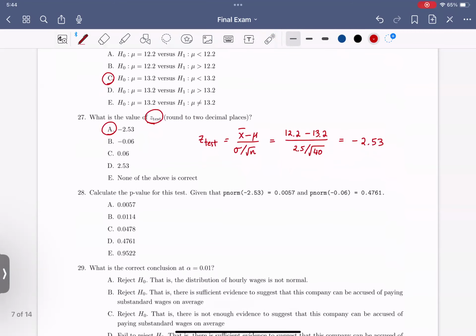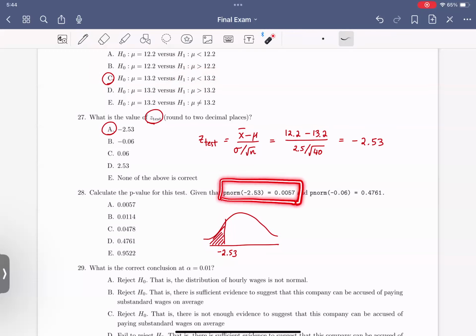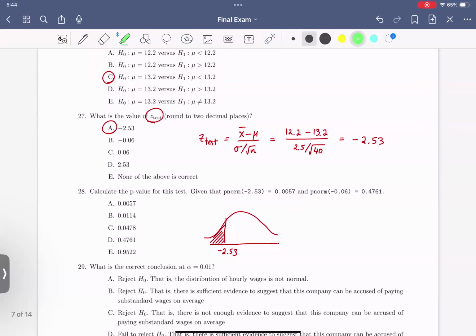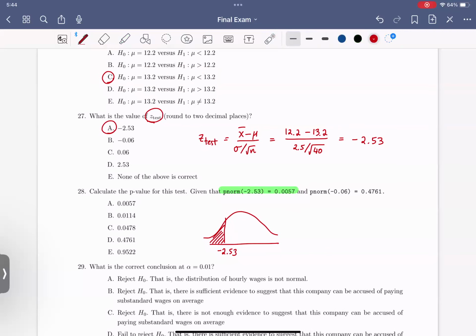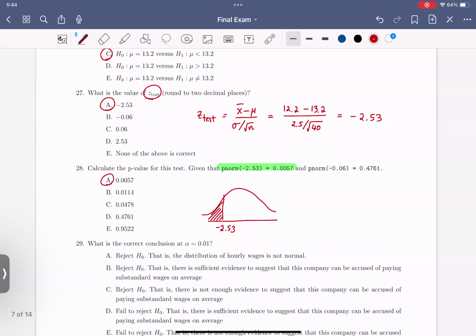Question 28, what is the p-value of the test? Of course, the Z test here is minus 2.53. So your p-value is going to be the area on the left. You do a one-sided test, you see that? So that's why you don't have to multiply by two. The pnorm value here is going to be the answer to this question. So choice A as well. So this is the p-value of the test.